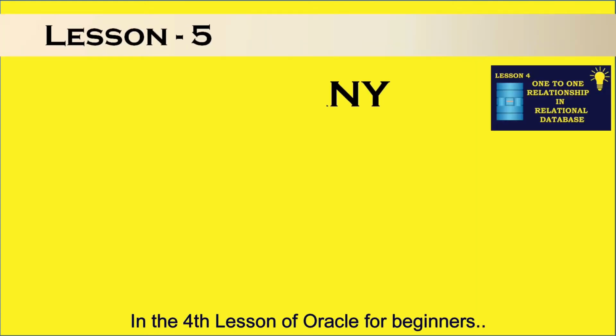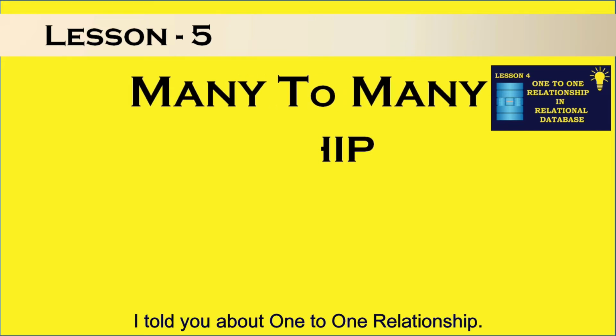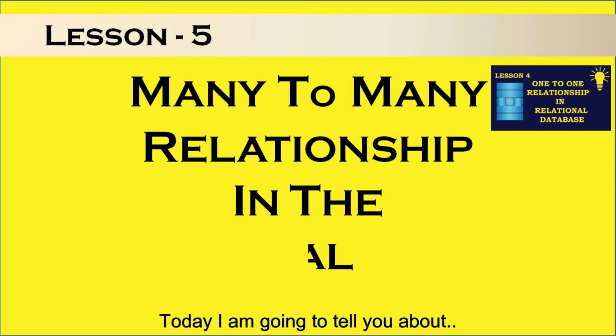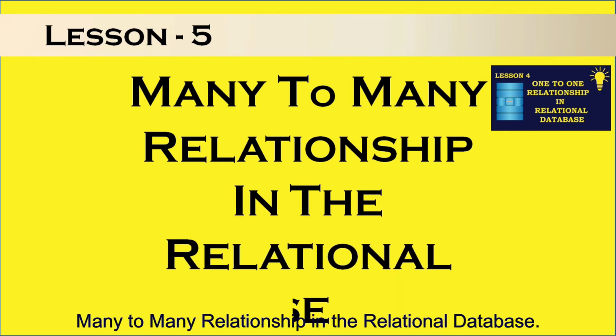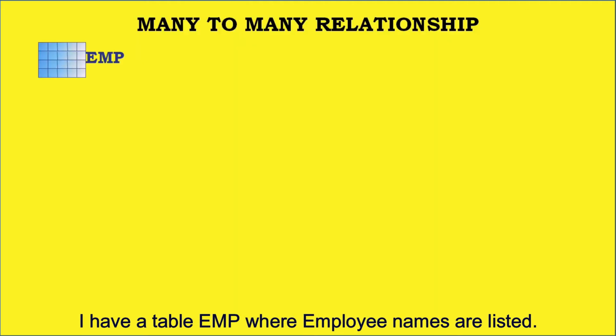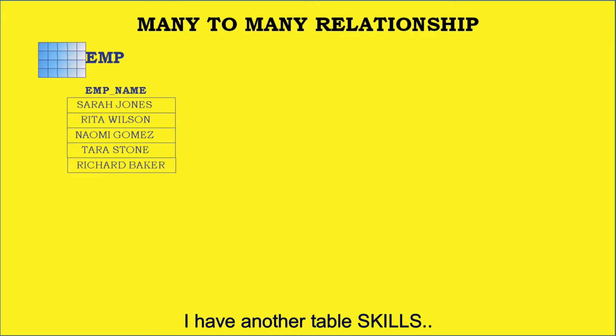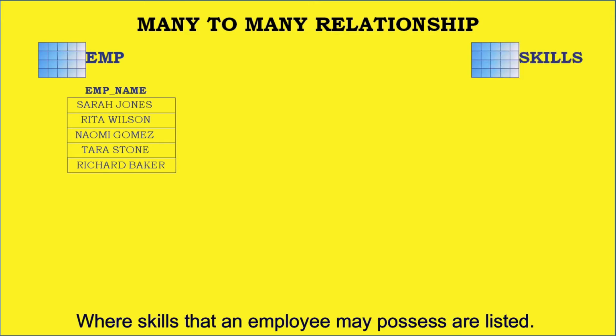In the fourth lesson of Oracle for Beginners, I told you about one-to-one relationship. Today I am going to tell you about many-to-many relationship in the relational database. I have a table EMP where employee names are listed. I have another table skills where skills that an employee may possess are listed.